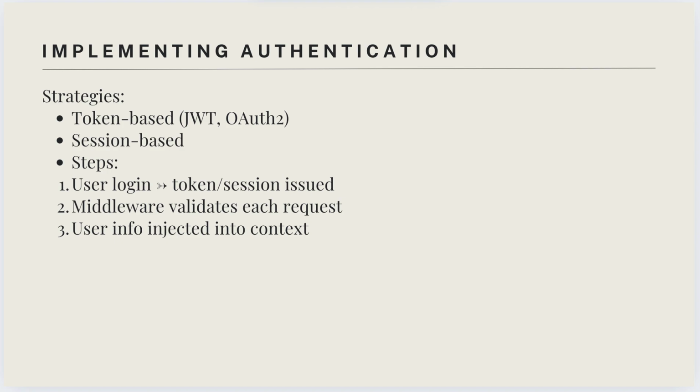Most modern GraphQL APIs use JWT or OAuth 2 for stateless authentication. Middleware inspects the authorization header and verifies the token. If the token is valid, user data is attached to the context, which is available to resolvers.